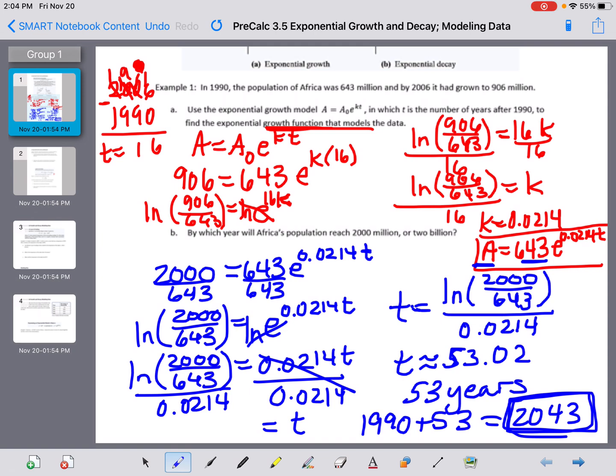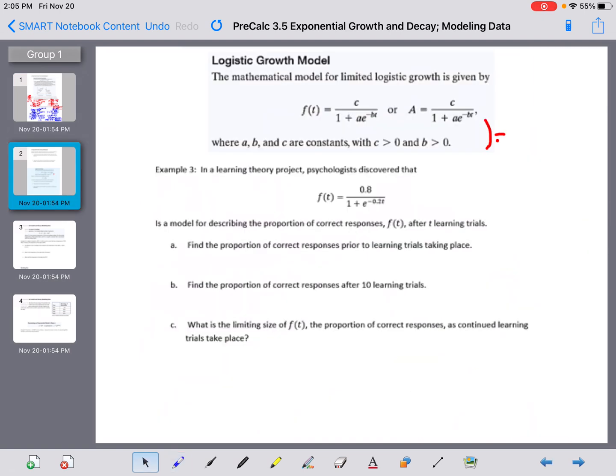Using those logs, the exponential rules to solve for a growth equation, okay? Let's move on to page 2.